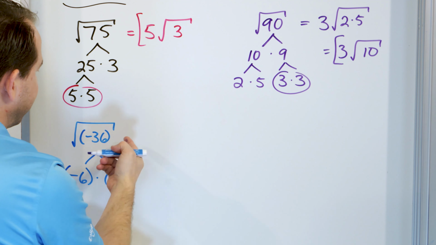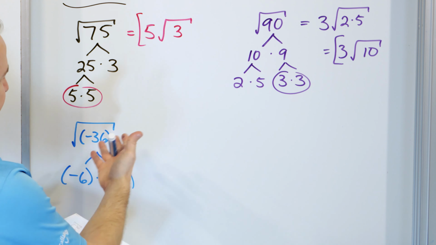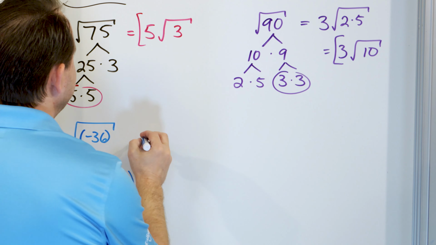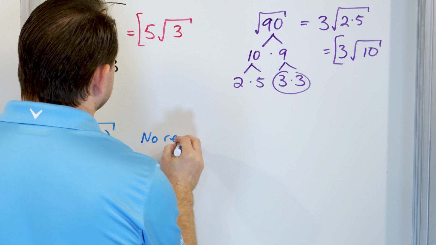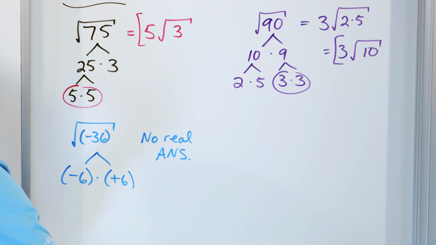So the answer is the square root of negative 36 is just what it is, the square root of negative 36. You have no real answer, which is what we said before. I'm showing you with the factor tree that it makes sense is really all I'm trying to do here.